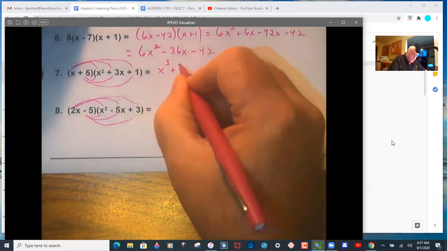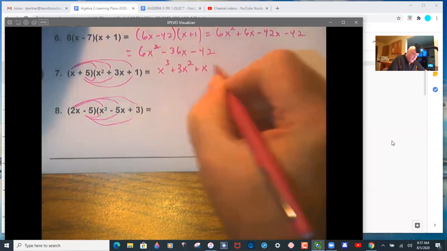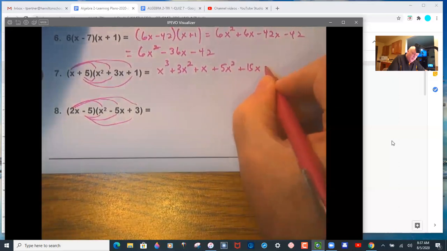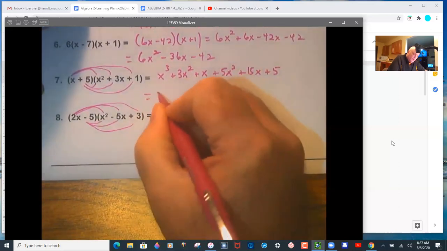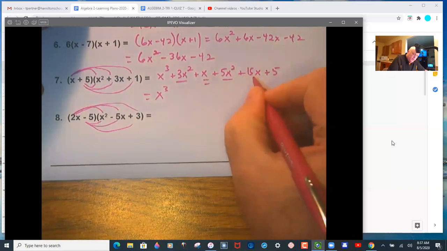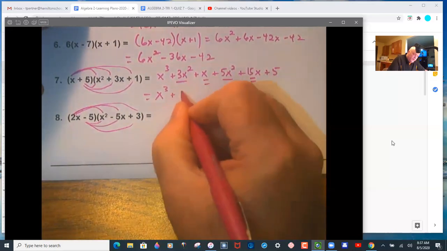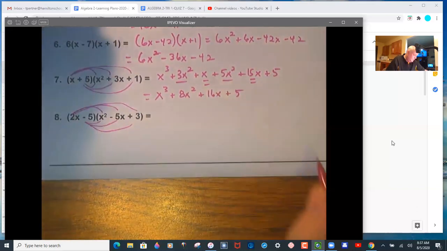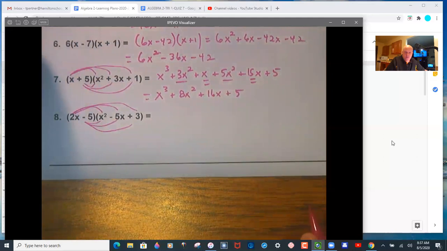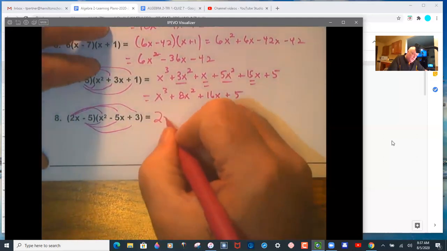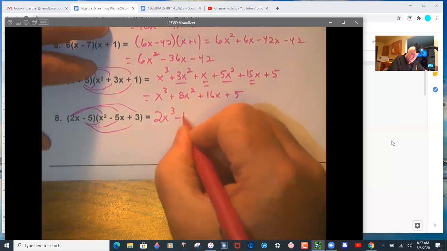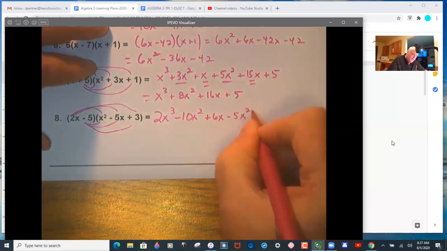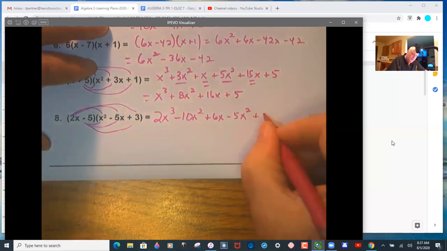So x cubed plus 3x squared plus x plus 5x squared plus 15x plus 5. So we have x cubed, those two are alike, those two are alike. So you're going to have these two sets of like terms. On these, 2x cubed minus 10x squared plus 6x. If you need to separate these out to see the signs better, you do that.